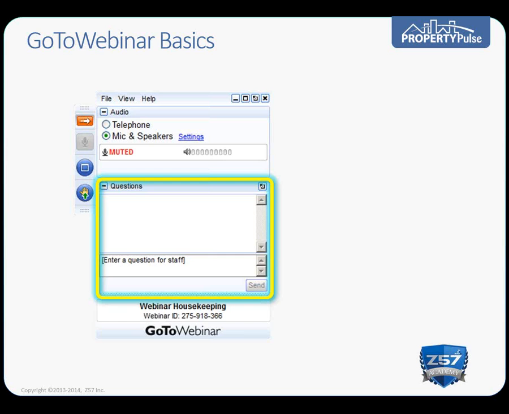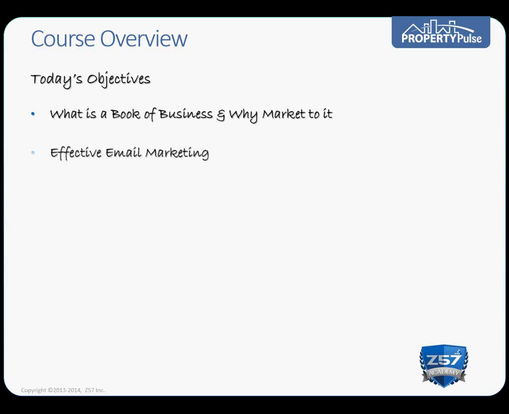So let's start by reviewing today's objectives. Today we've got 5 key objectives to cover. First, we will discuss the importance of marketing to your book of business about your business. Secondly, engaging your book of business means emails. So we will look at effective email marketing so you can avoid being marked as spam and can get the word out.